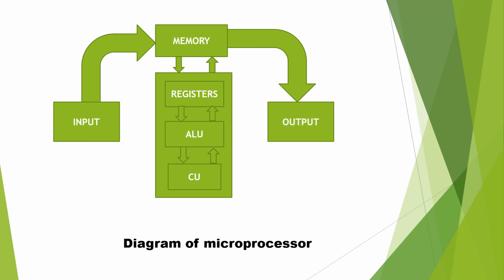So when you gather your data, it goes to the input, then to the memory. From the memory, it goes to the registers inside the CPU. From the registers, it goes to the ALU, which performs all the arithmetic and logical operations. From the ALU, it goes back again to the registers, then to the memory, and finally to the output.